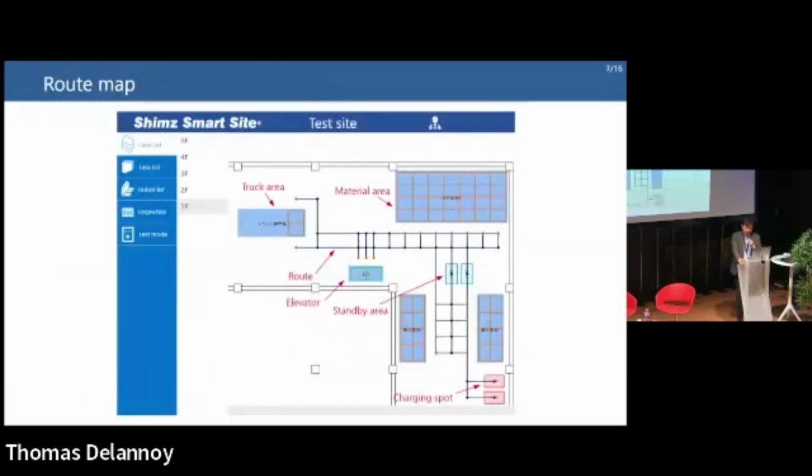This is the tablet screen. The screen displays a route map with defined material areas, elevator areas, standby areas, and so on. Areas are connected to each other by routes consisting of edges and nodes.